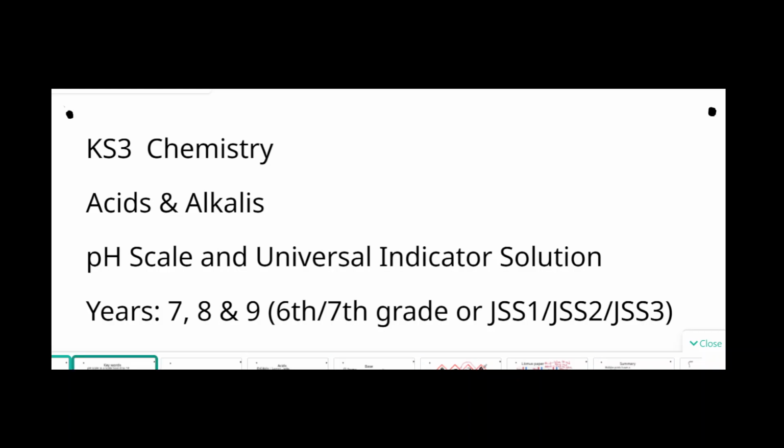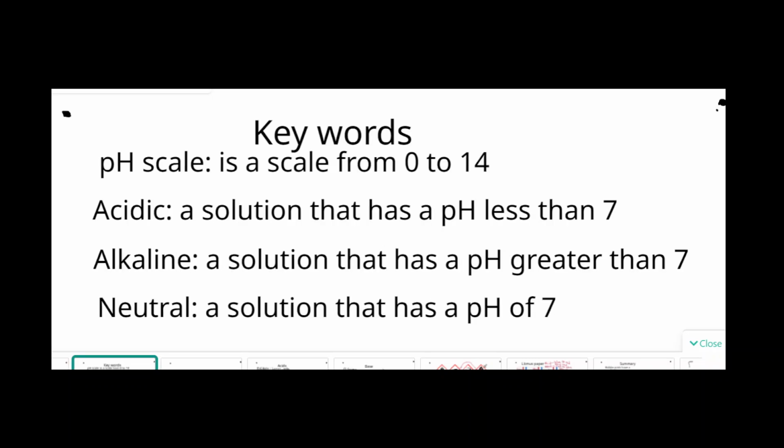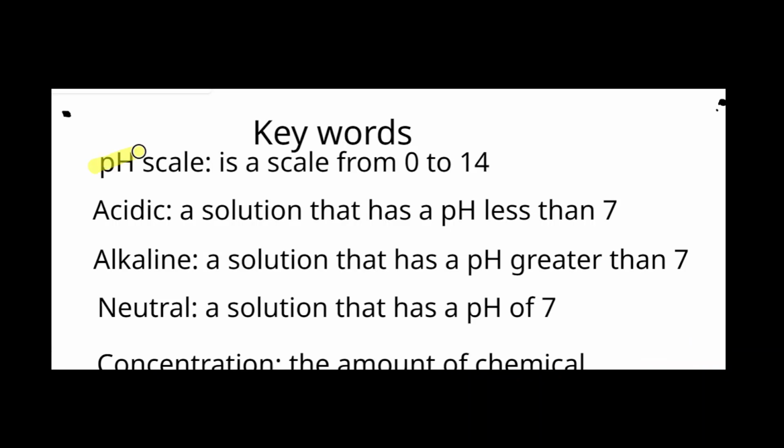Okay, so for the purpose of today's session, I'll be talking more about the pH scale and universal indicator. Now, most of the words that I'll be using are words like pH scale. I'm just going to highlight that. So pH scale, I'll use that a lot, which is a scale that goes from 0 to 14.